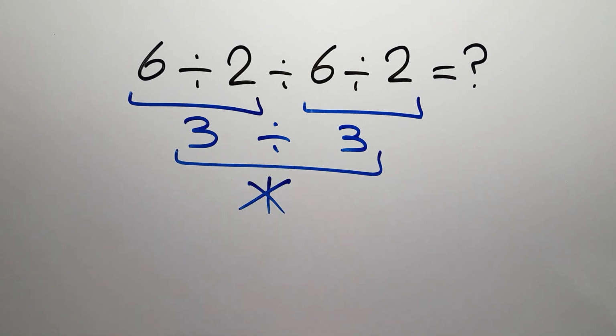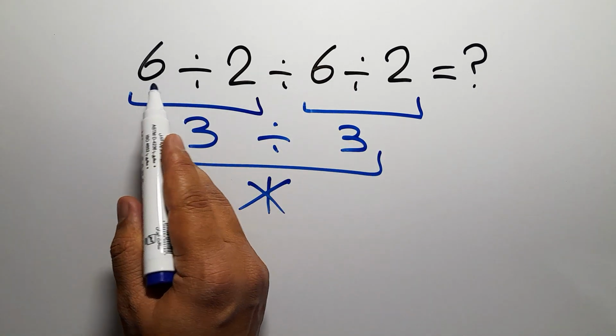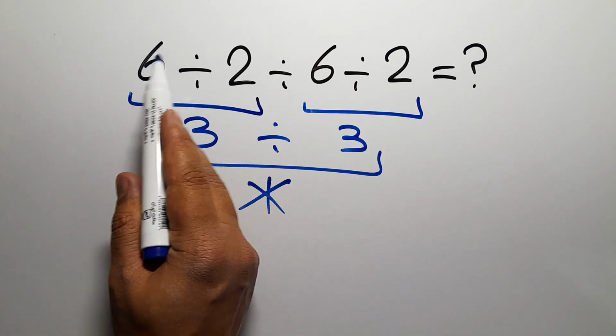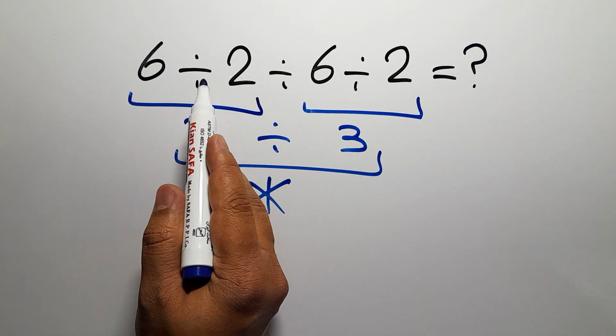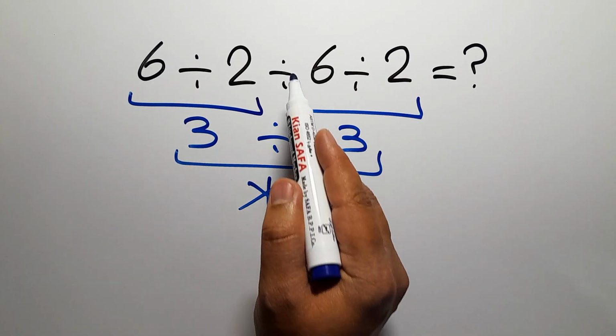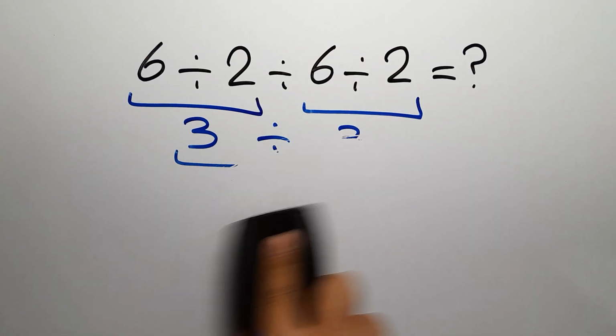But this answer is not correct, because when we have more than one division in an expression, we have to work from left to right. So first we have to do this division, okay? Then this division, not this division, okay? Let's do it.